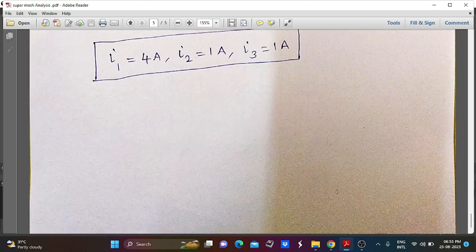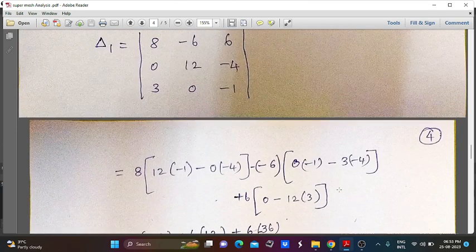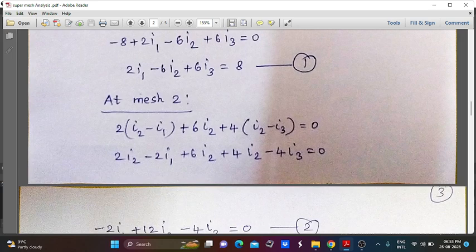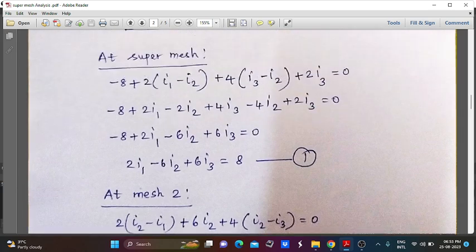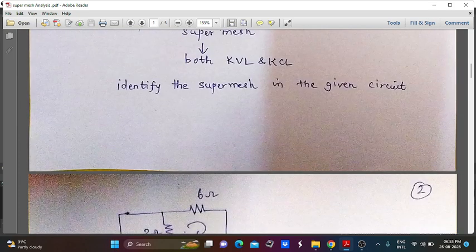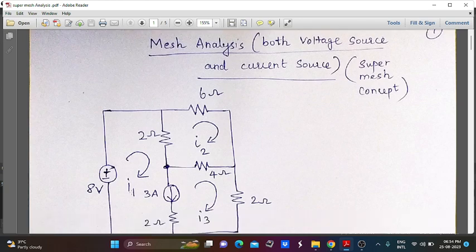So this is the super mesh concept. Whenever the circuit is complex, and at the same time the current sources are connected in between multiple meshes, at that time, instead of the simple mesh analysis concept, we can apply the super mesh concept when both voltage sources and current sources are present in the given circuit.